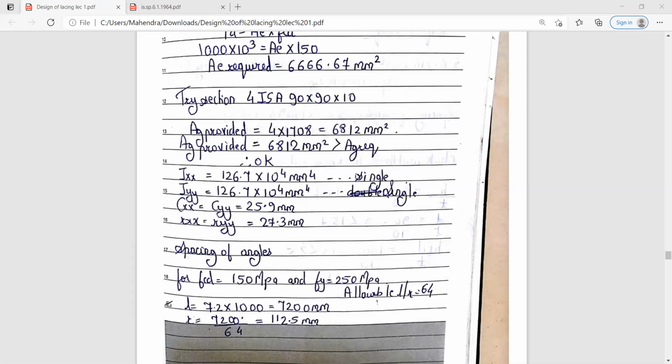Then from where we get 7.2? 7.2 is given in the question. Effective length. It is in meter, we need to convert it in mm. That's why we multiplied by 1000. So just calculate the value of R.